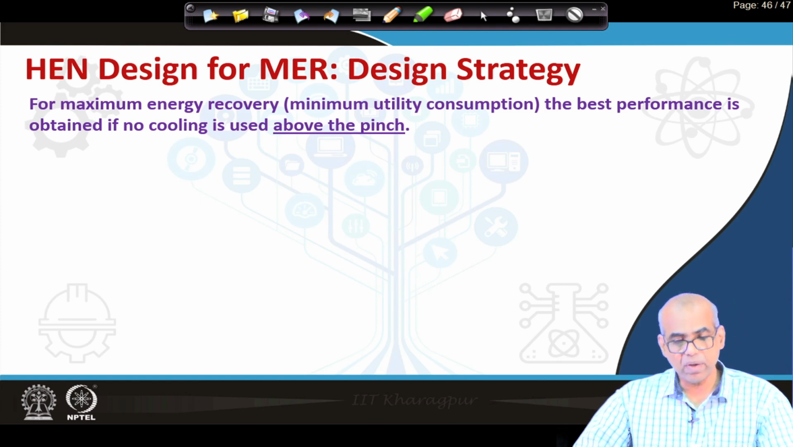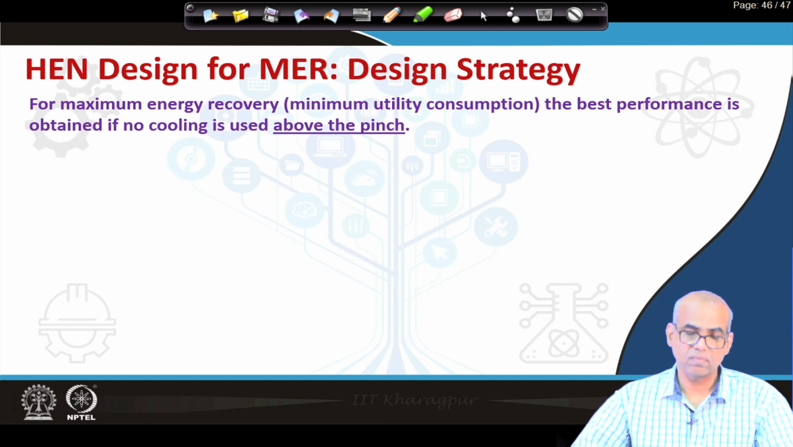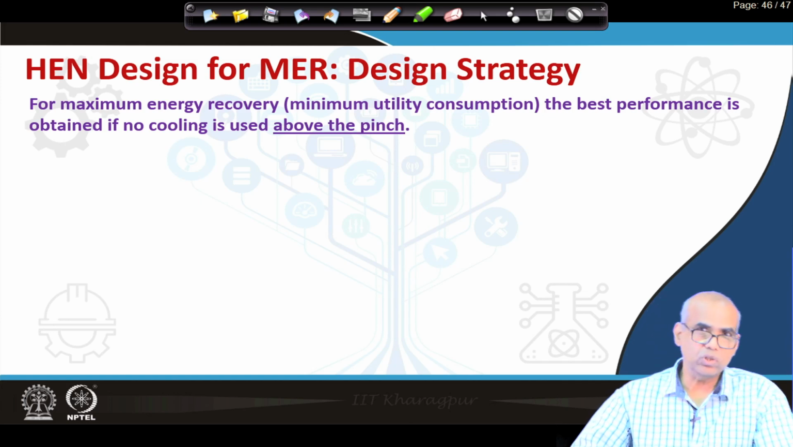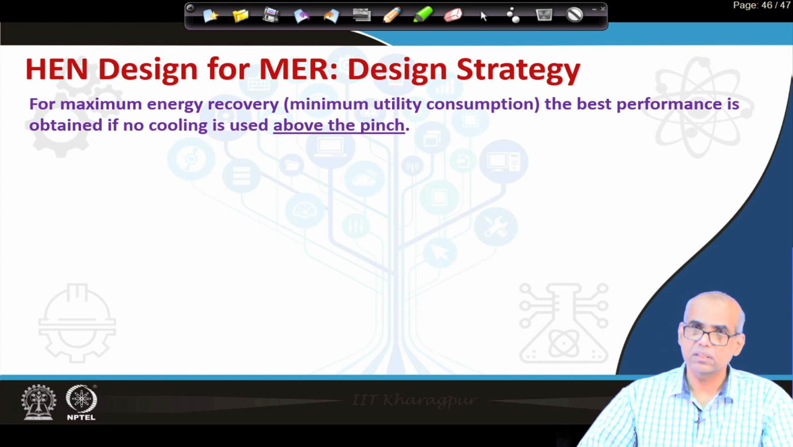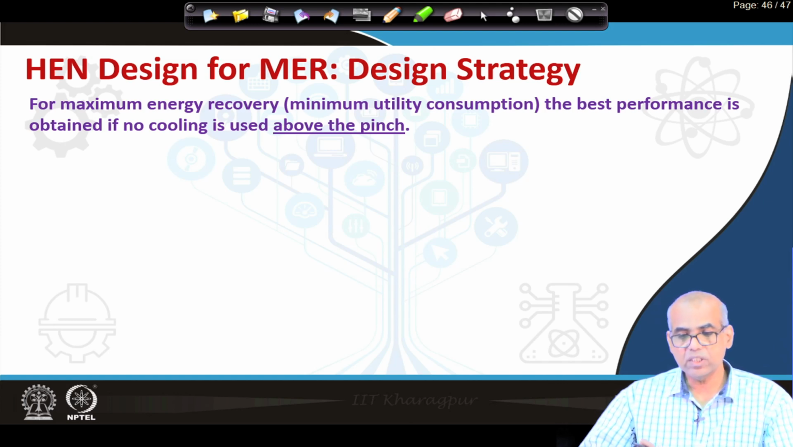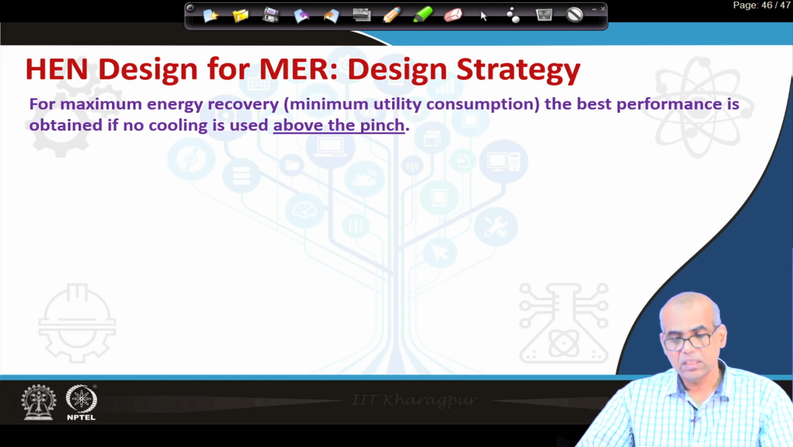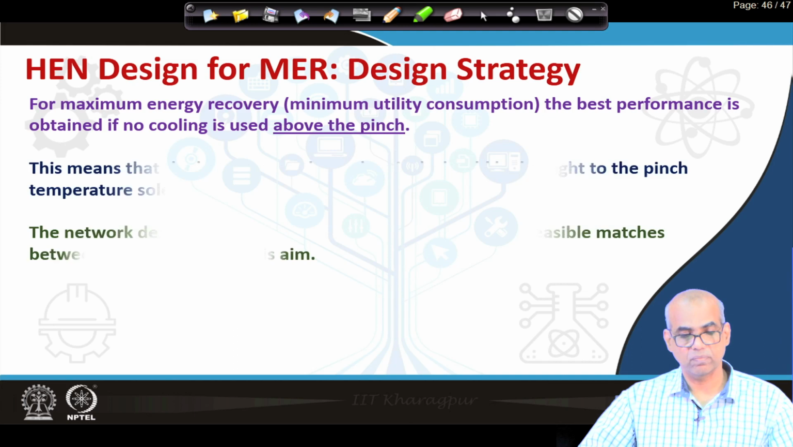So, now let us remember the golden rules for pinch analysis. Above the pinch, use only hot utility. Below the pinch, use only cold utility and avoid heat transfer across the pinch. So, for maximum energy recovery, the best performance is obtained if no cooling is used above the pinch.